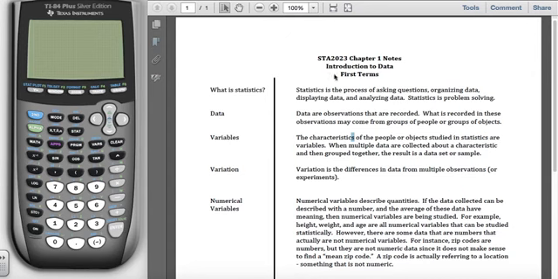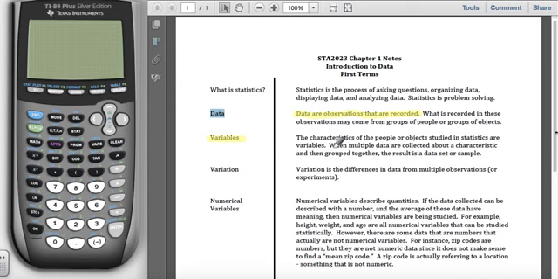To begin with, data, these are just the observations that are recorded. So whatever you get from groups of people or groups of objects, that will be your data. Then we look at the variables. These are the specific characteristics of the people or objects studied. So if we talk to a sample of TCC students and we ask about their GPA, the data would be all of those GPAs collected, and the variable is GPA.